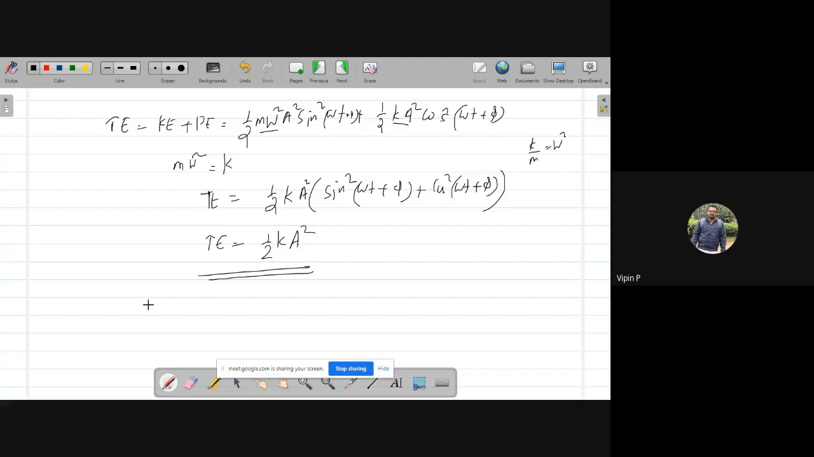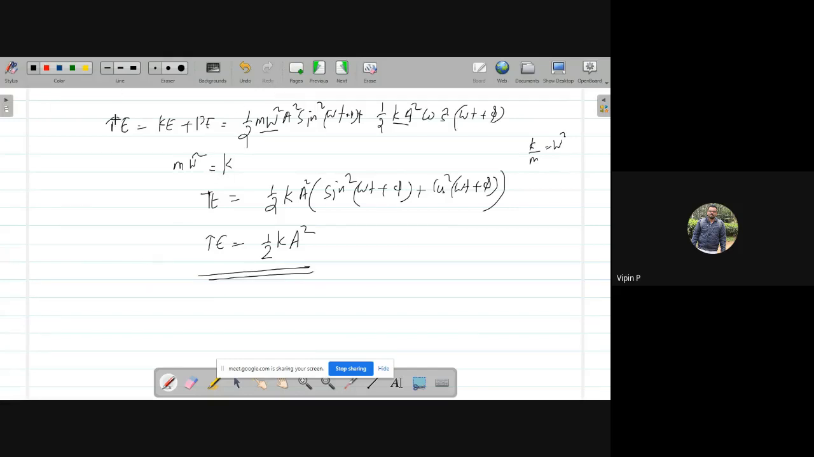So the total energy of a simple harmonic oscillator depends only on the amplitude and also on the force constant. But this is a constant anyway. It doesn't depend upon anything else. As far as the qualitative features of the oscillation are concerned, it depends exclusively on the amplitude. Okay?